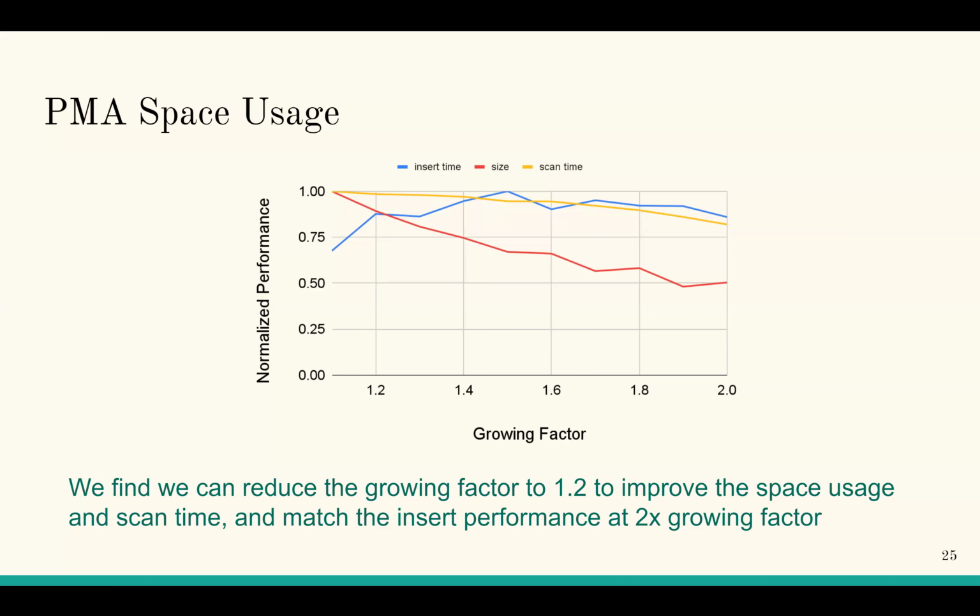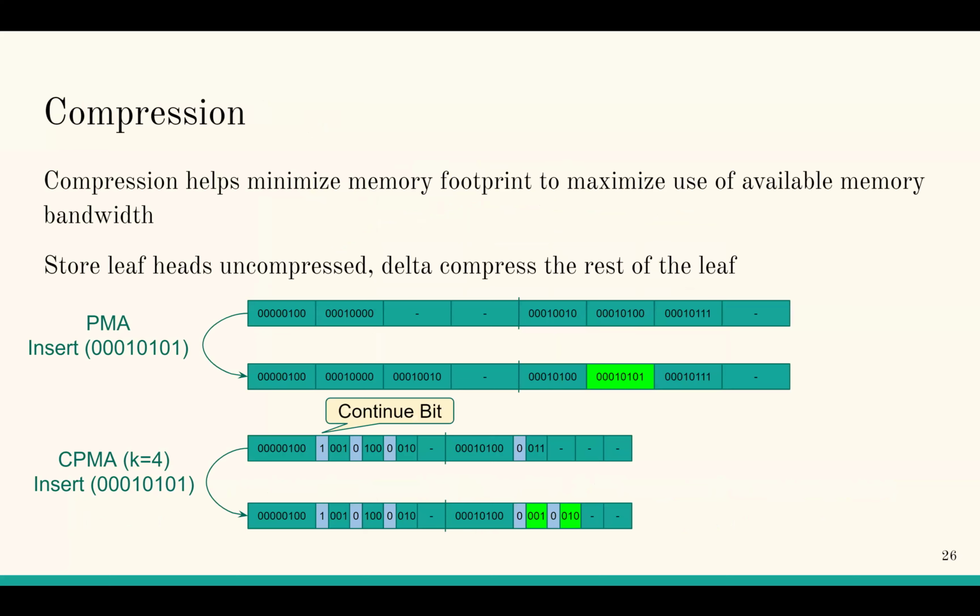However, with a lot of the work with the PMA, we care more about its scan performance than we care about its insert performance. So the experiments here are all going to show with a growing factor of 1.2, where we get pretty good insert performance and very good scan performance. But we can do more than that.